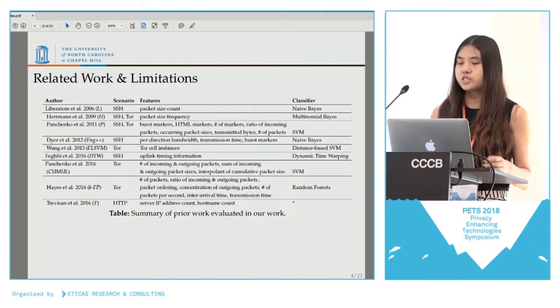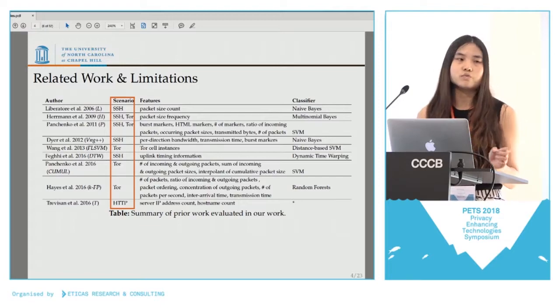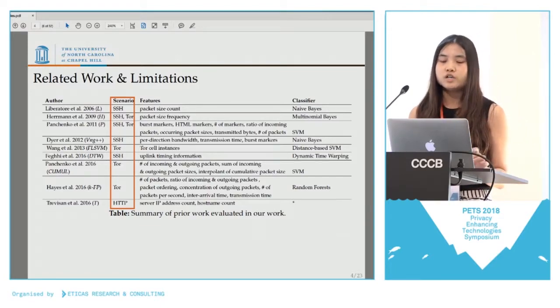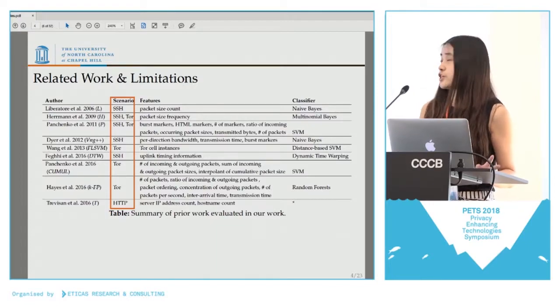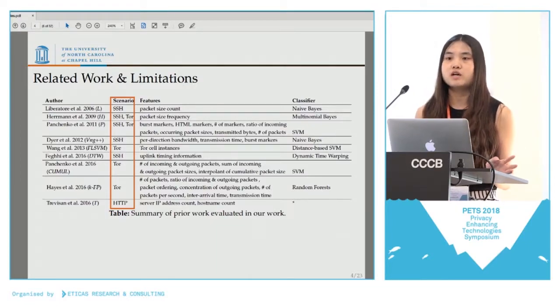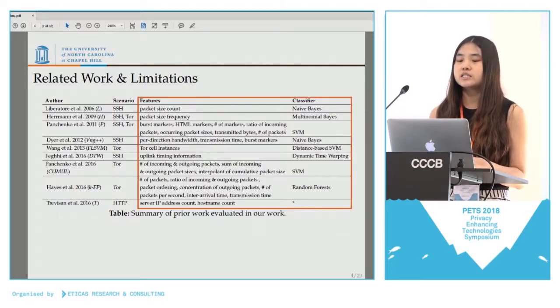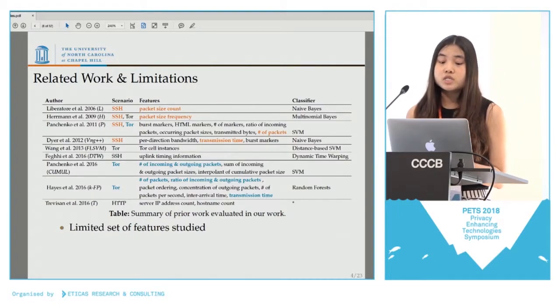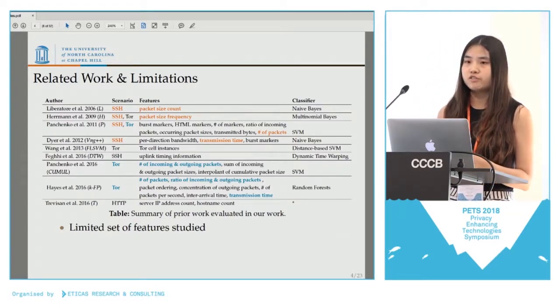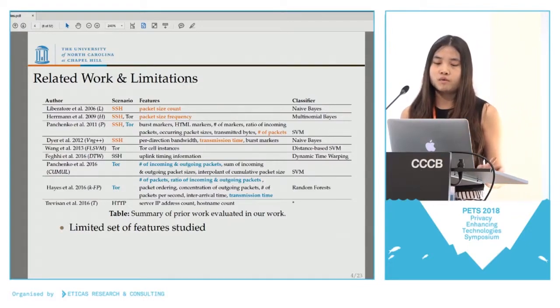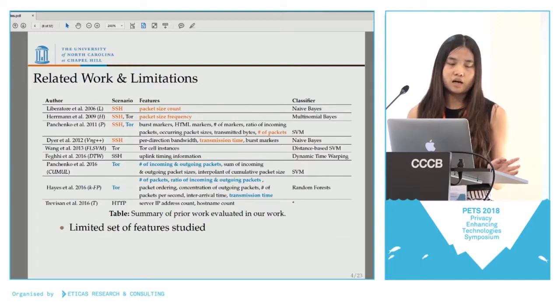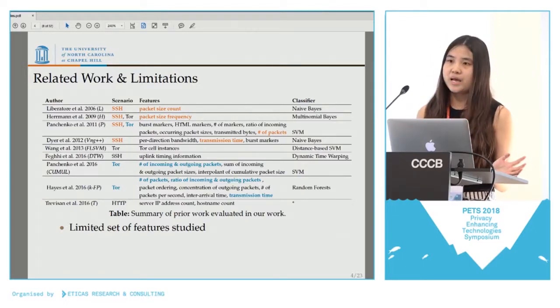Researchers looked at different communication scenarios, which differ from each other in terms of the availability of information in the TCP/IP header. For example, the most popular scenario studied nowadays is Tor, in which only the packet direction and the timestamp are available. In each scenario, they looked at different types of features and experimented with different machine learning algorithms. Although the results they obtained are promising, their work is limited in the set of features studied. For example, the most commonly used feature in SSH is packet size count, while in Tor it is number of packets.